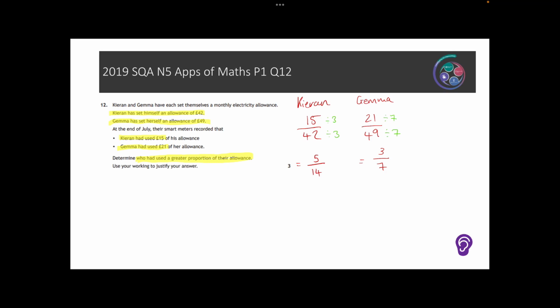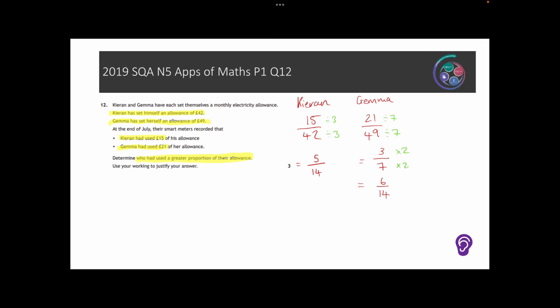However, I can easily manipulate Gemma's fraction here, the 3 over 7, so that it is also over a denominator of 14. So I'm going to times this by 2 on the top and bottom. So I'm going to get 3 times 2 is 6, 7 times 2 is 14. And this allows me to now compare Kieran and Gemma's allowance. So Kieran used 5/14 of his allowance, while Gemma used 6/14 of her allowance.